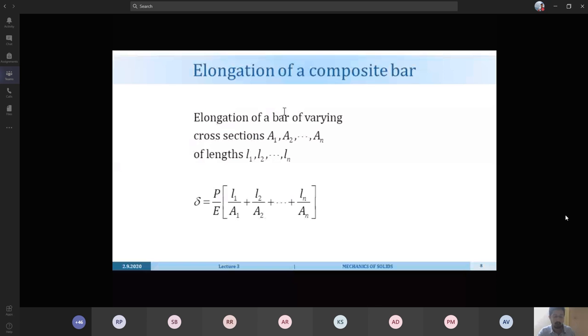Now we are dealing with a composite bar, and we are trying to find its elongation. A composite bar is something like one bar attached to another bar of different dimensions. So this could be length L1, this is L2, and this has cross-section area A1, this has cross-section area A2, like that. The final elongation will be nothing but P by E into L1 by A1 plus L2 by A2, and so on up to Ln by An.